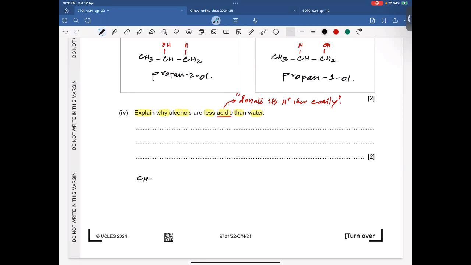Let me give you an example here. This is CH3CH2OH. We all know that this CH3CH2 is an alkyl group. Alkyl group has a positive inductive effect. So obviously, due to positive inductive effect, it increases the electronic density on the oxygen atom. If electronic density on the oxygen atom increases, oxygen never pulls the electron from hydrogen atom, and therefore this hydrogen ionization cannot take place easily, and therefore alcohols are less acidic than water. I hope it makes sense to you.